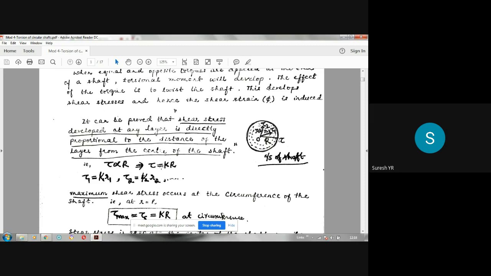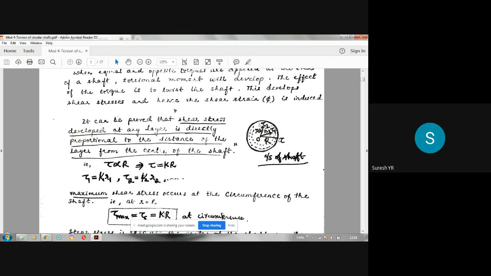Got it? So tau is equal to, actually here it is small r. Tau is directly proportional to small r. Tau is the shear stress, r is the radius, directly proportional. If you remove that proportionality sign and introduce an equals sign, a constant k comes. So tau is equal to k into r. So tau 1 is equal to k into r1, tau 2 is equal to k into r2. So k is a constant. But when does it become maximum? When small r is equal to capital R, then tau becomes tau max.